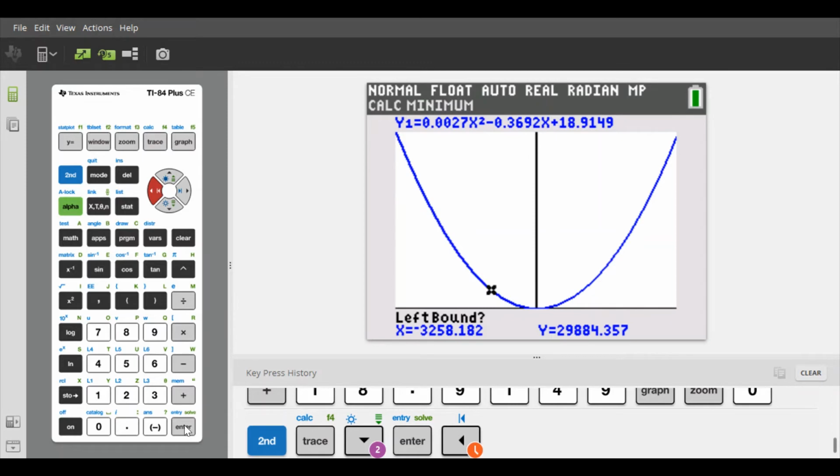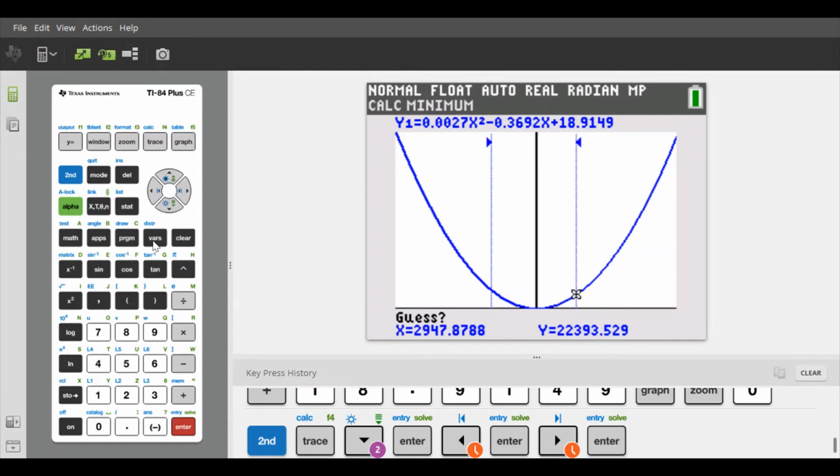Okay, so we're going to go left bound to the minimum point. We're going to go right bound to the minimum point. And then we're going to guess what the minimum point is. I'm going to say it's somewhere around in here. Hit enter. And it finds the minimum for you. The minimum is x equals 68.37 and y equals 6.29. Okay, so let's take that information, go back to our lecture notes, and see exactly what our answer is going to be here.